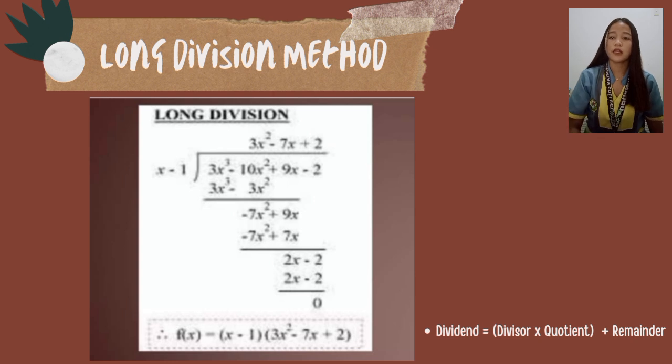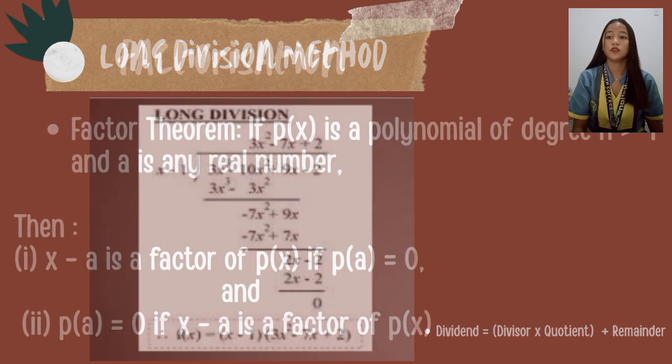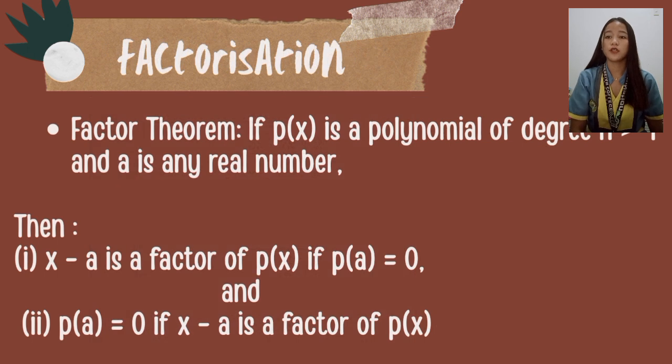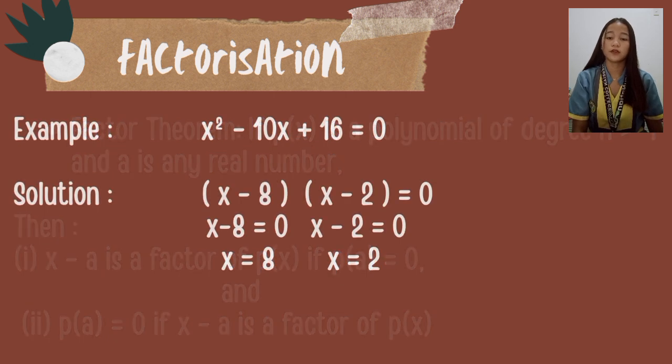So, the next slide is factorization. The factor theorem: if p of x is a polynomial of degree n greater than 1, and a is any real number. Factorization is a method of factoring a number or a polynomial. The polynomials are decomposed into products of their factors. So, let's proceed to the next slide for the examples of factorization.